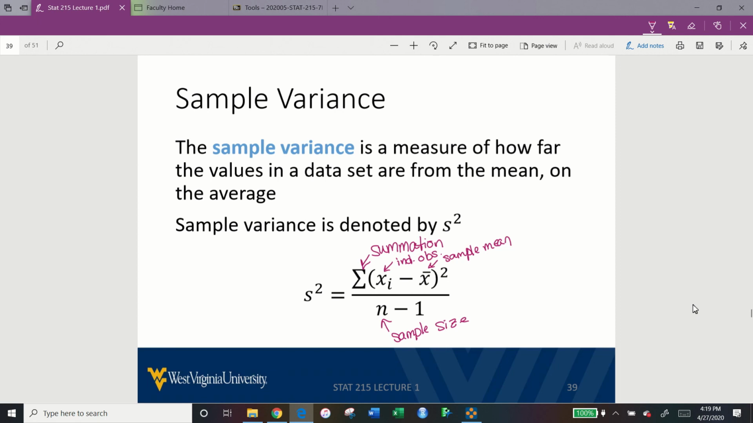So, in order to find our sample variance, we are going to take the difference of each individual observation, subtract the sample mean, and then with that quantity, we are going to add it to all the other differences of our individual observations and sample means. After each quantity is squared, then we add them all together and then divide by our sample size minus 1.